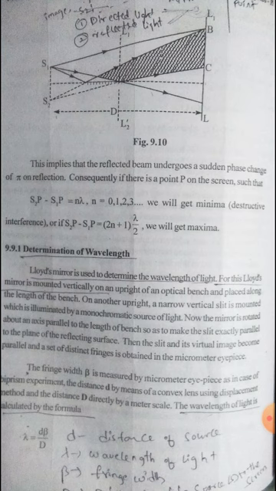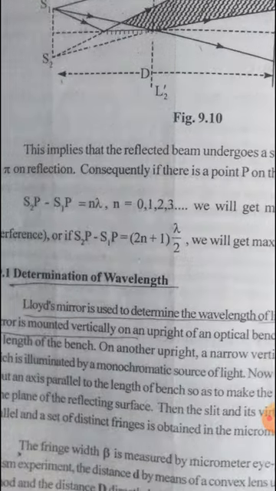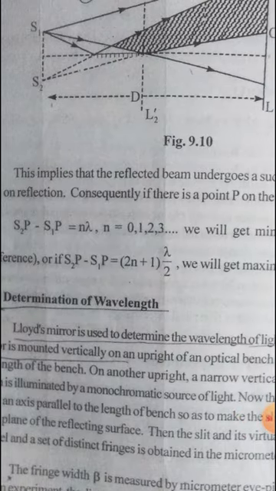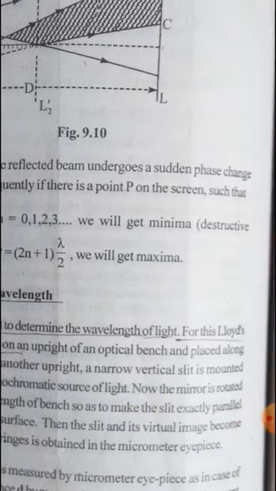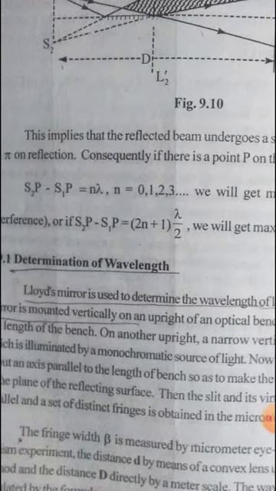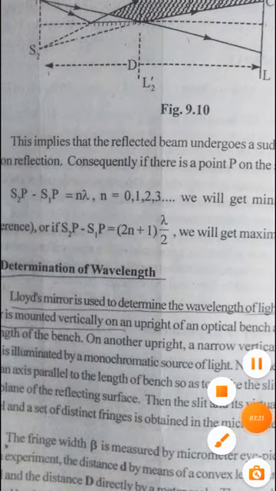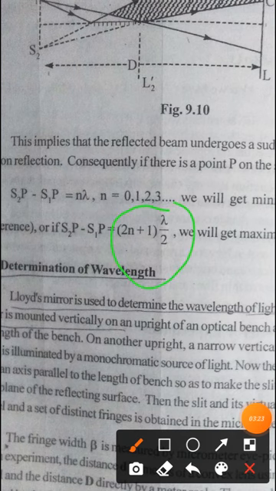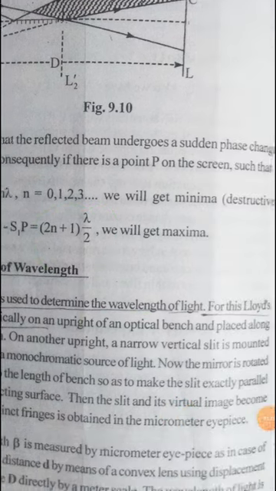Consequently, if there is a point P on the screen such that S2P minus S1P is equal to n lambda, where n is equal to 0, 1, 2, 3, we will get minima, destructive interference. If S2P minus S1P is equal to (n plus 1) lambda by 2, we will get maxima.